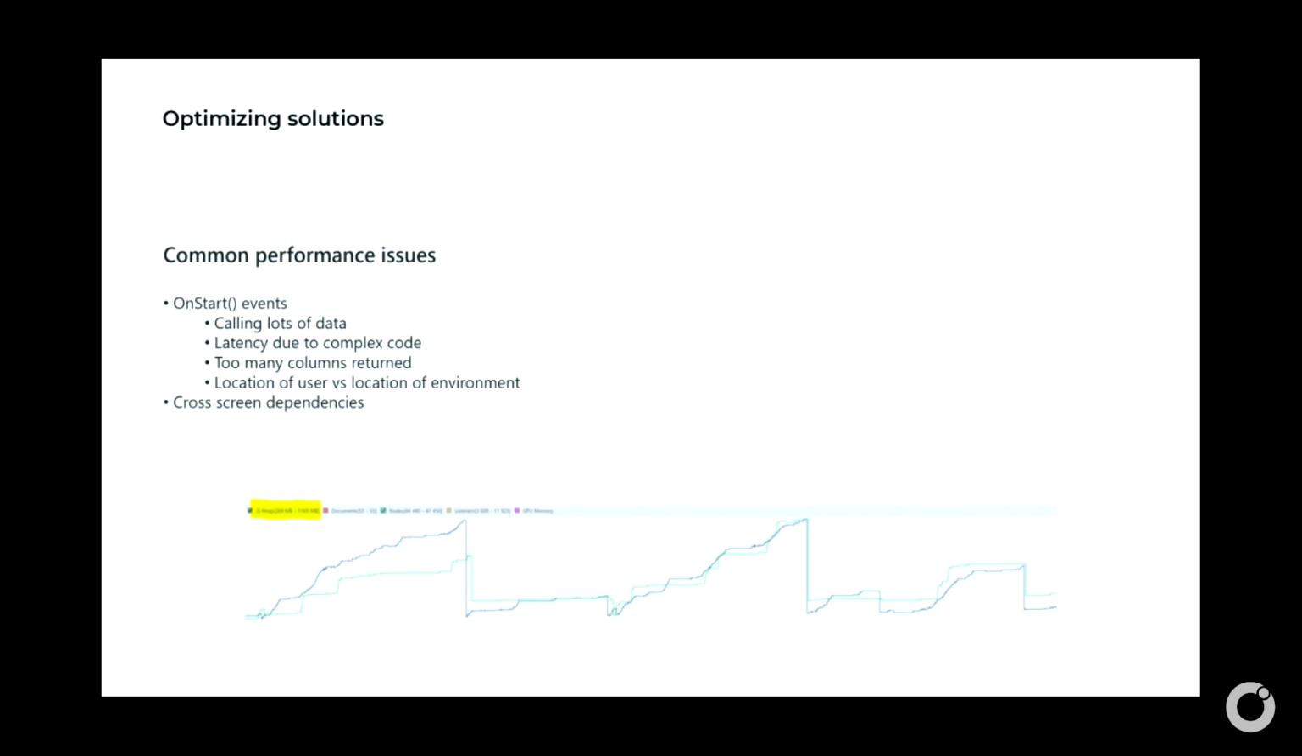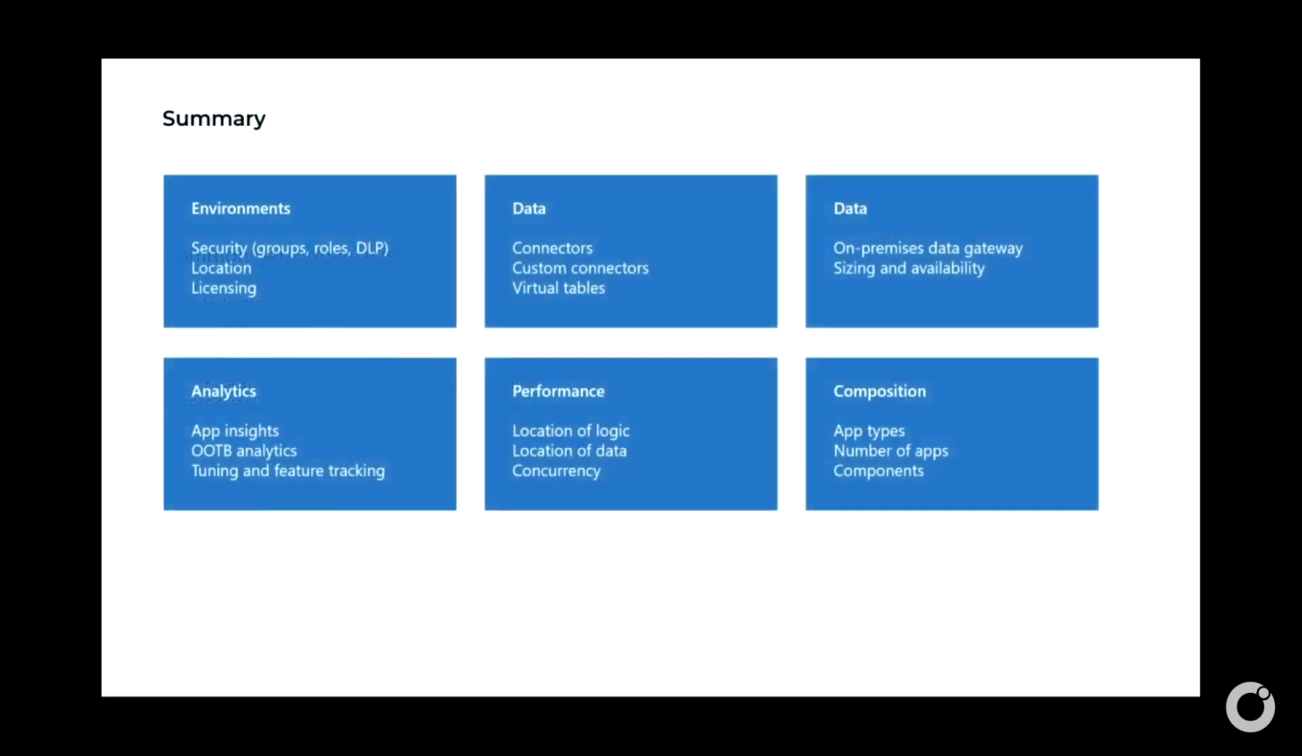And cross-screen dependencies is another one that we run into, where a control in one screen will be waiting on the status or expecting something from a completely different screen. That is very difficult to troubleshoot, and it is also possibly a performance killer, because if something hasn't completed on another screen, then it's not going to have finished.